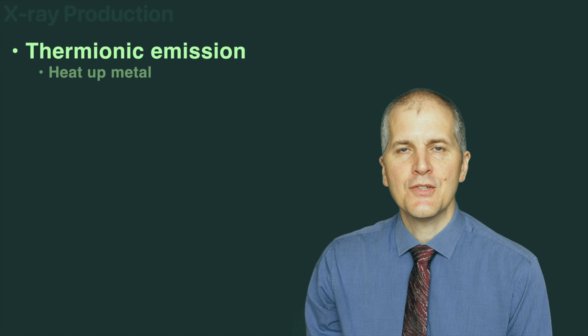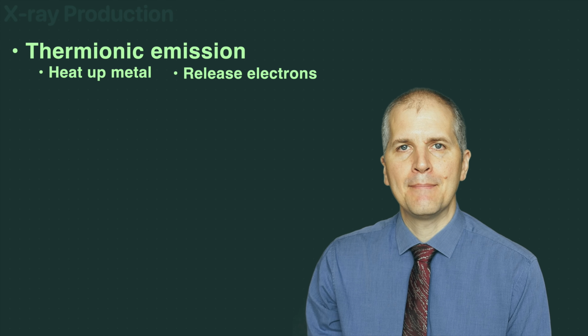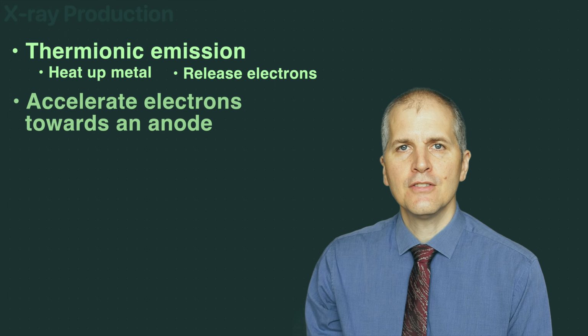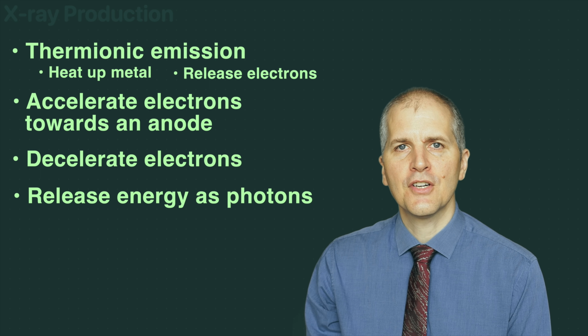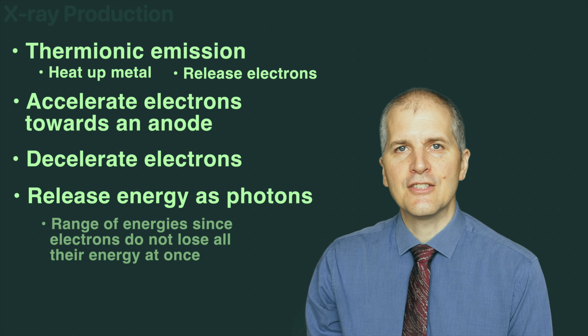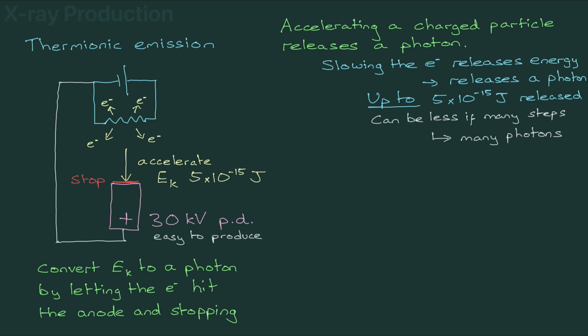Let's do a quick recap. We heat up a metal and release electrons using thermionic emission. Those electrons are accelerated towards an anode. They decelerate and release their energy in the form of photons. The photons have a range of energies because the electrons do not lose all their energy in one go. So, if we plot the energy of the photon being released against how often a photon with that energy is released, we'll get something looking like this.